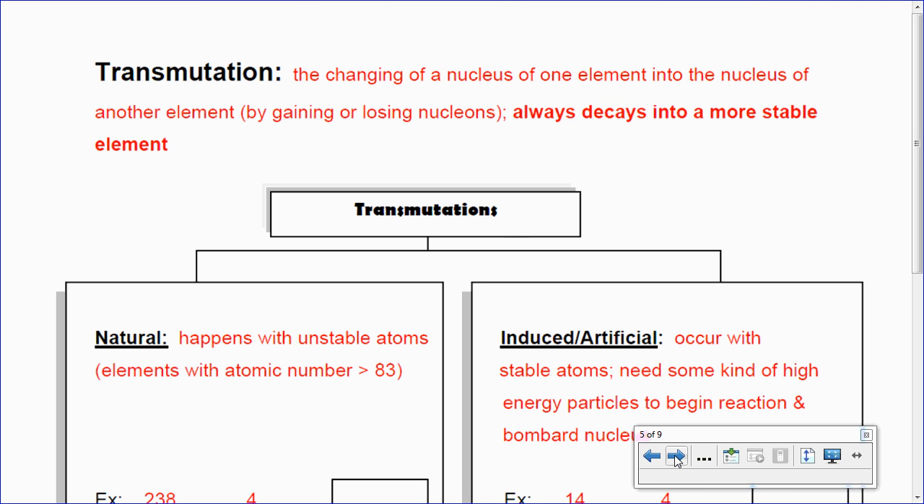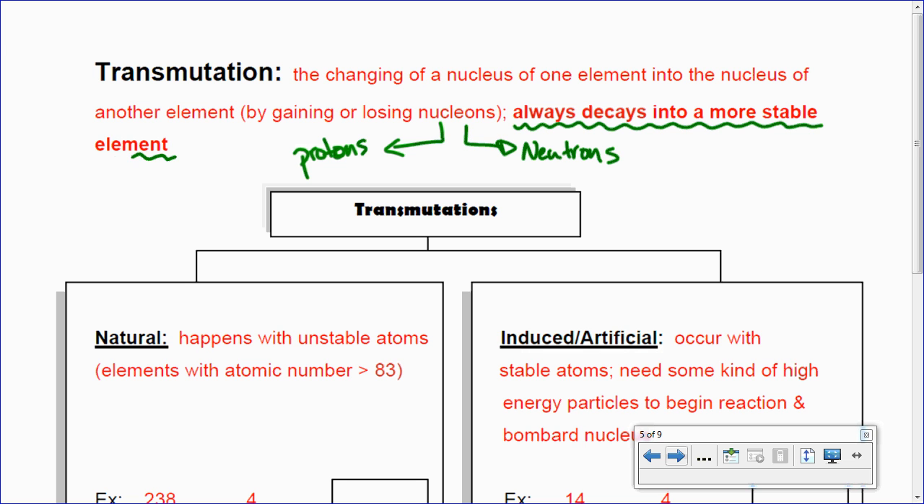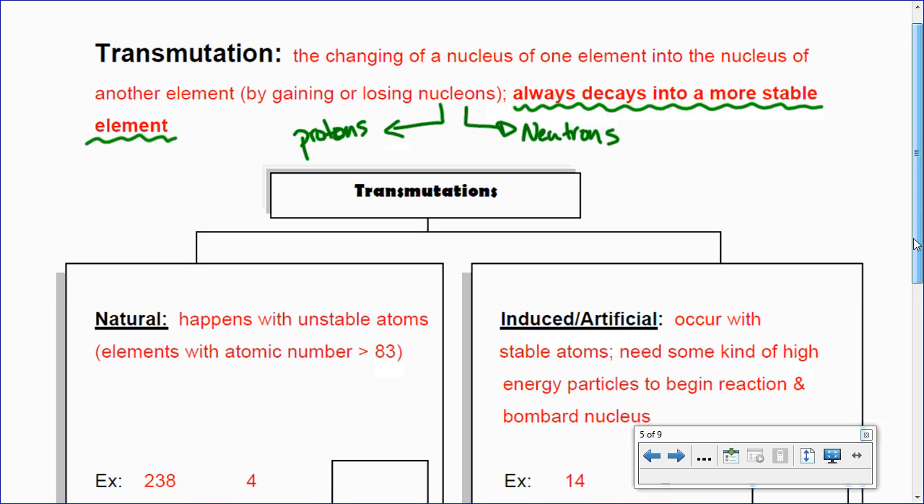And now we get to the actual textbook definition of transmutation. It's the changing of a nucleus of one element into the nucleus of another element by gaining or losing nucleons. Those nucleons are protons or neutrons. It always decays into a more stable element. So we're going to gain or lose protons or neutrons from our nucleus in order to keep these radioactive isotopes stable. It's what nature does.